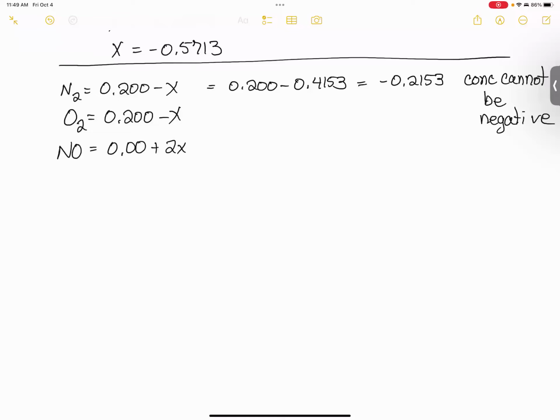But that's how you work it. I'll correct this, and then we'll do another one of these first thing on Monday. And then we'll do Le Chatelier's principle Monday.